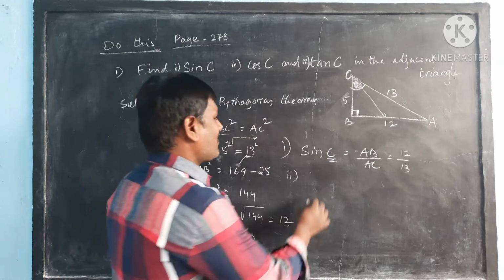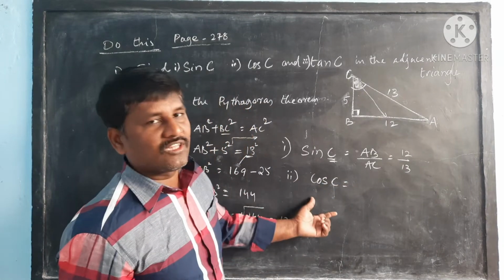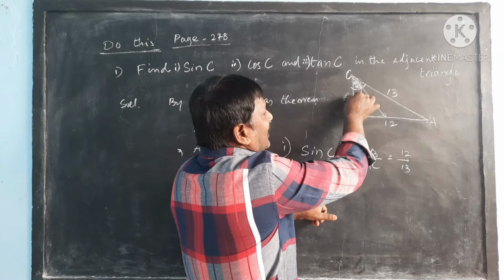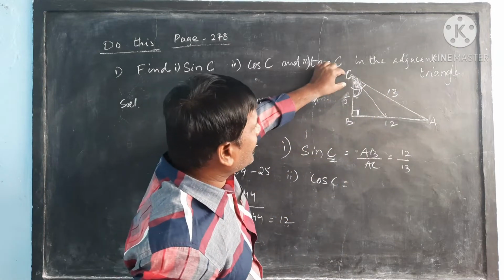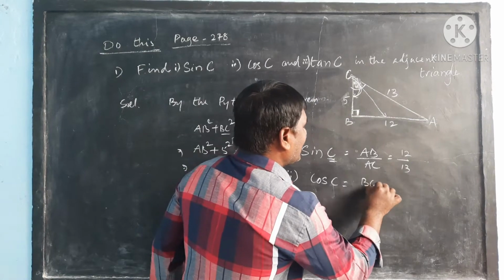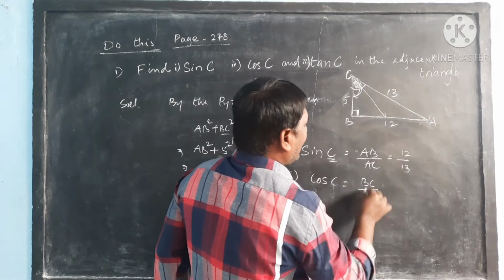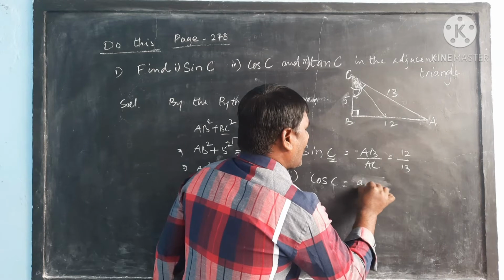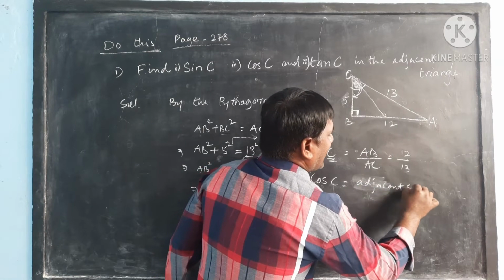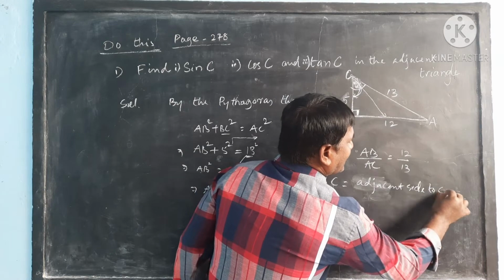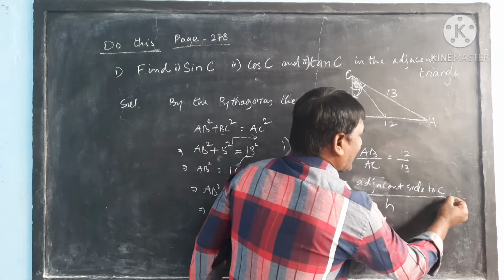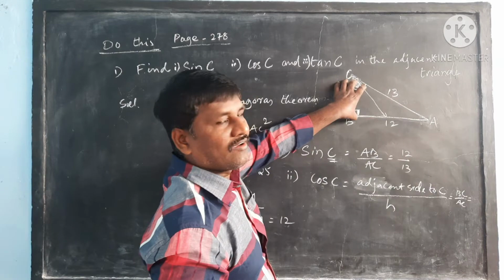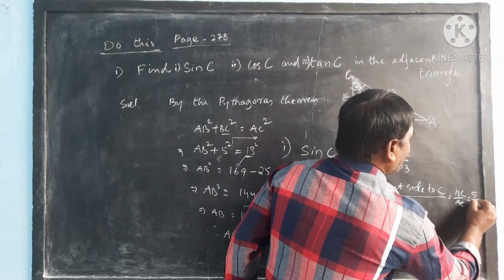Second one, it is asked cos C. Cos C means adjacent side to angle C by hypotenuse. So what is the adjacent side to angle C? It is BC. Then the hypotenuse is AC. So cos C is BC by AC, where BC is 5 and AC is 13. So cos C is 5 by 13.